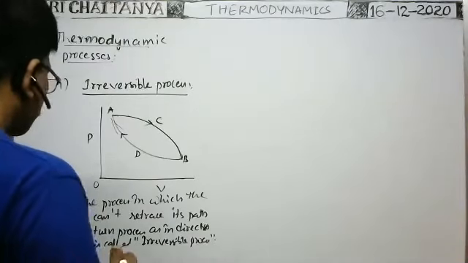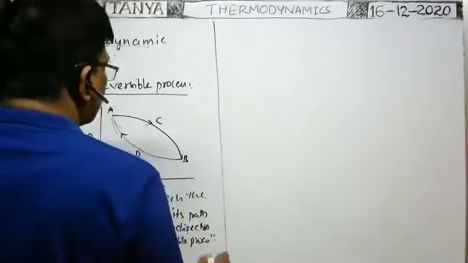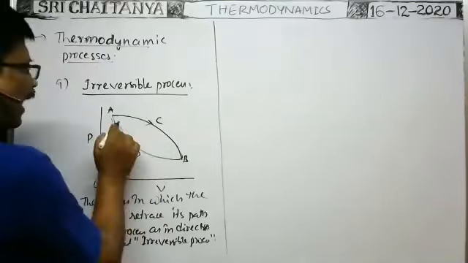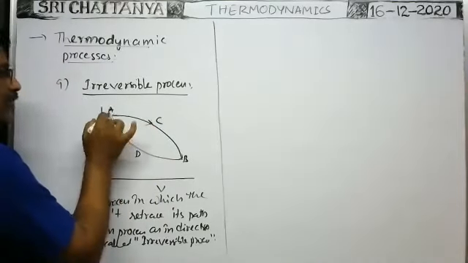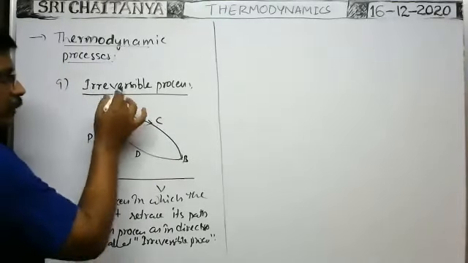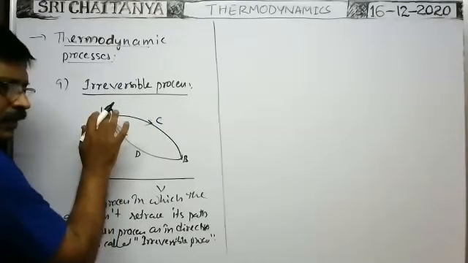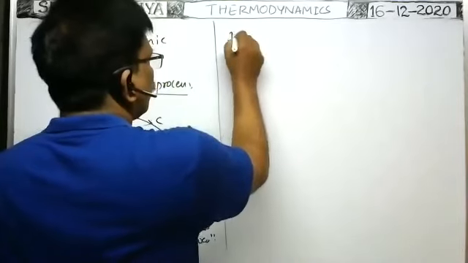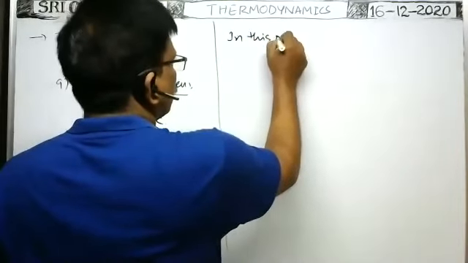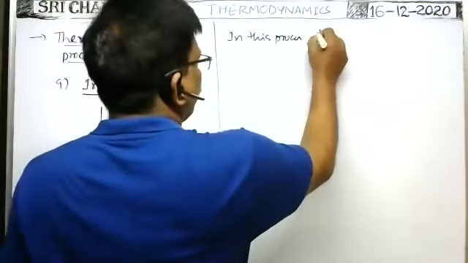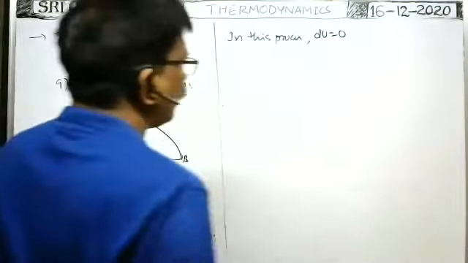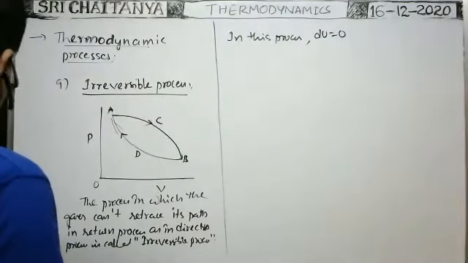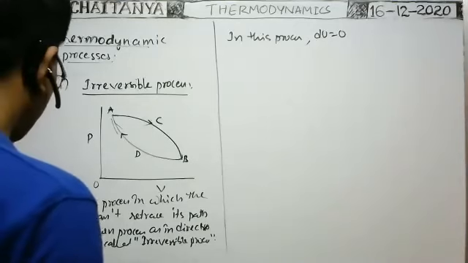But in this process, as it comes back to the initial state, the initial temperature and final temperature after completion of this process are the same. As the temperature remains constant, the change in internal energy is zero. After completion of this entire process, the change in internal energy is equal to zero.